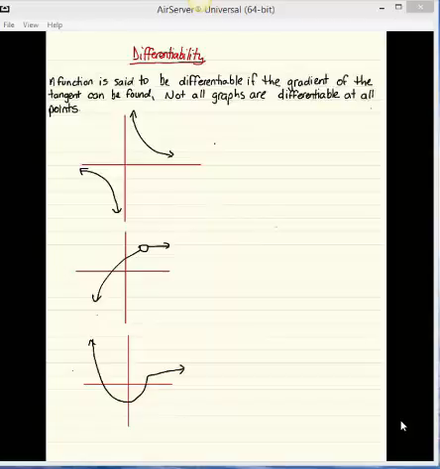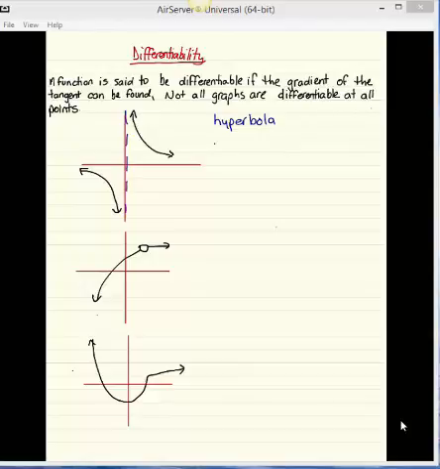Looking at this first graph, what we've got here is the hyperbola. Hopefully we all remember that from the function topic. So a hyperbola has this issue of this asymptote down the center here. And you can't find a gradient if there's no function there. And so when a graph is discontinuous, it has a point of discontinuity, then you cannot differentiate at that point.